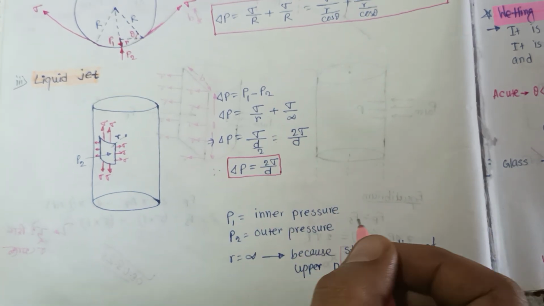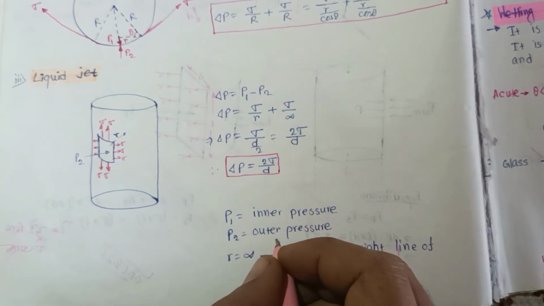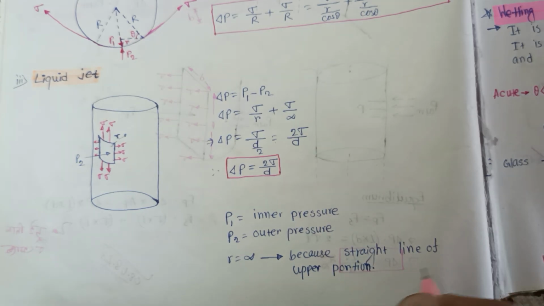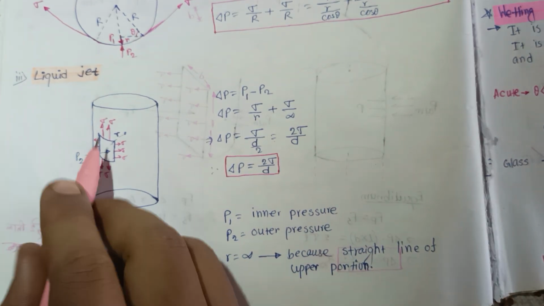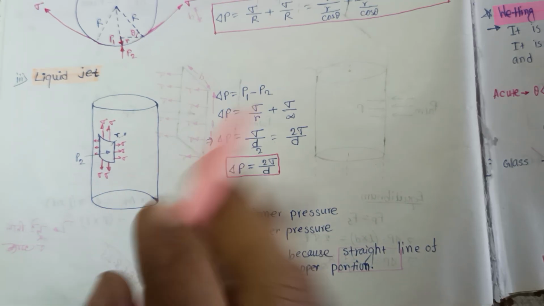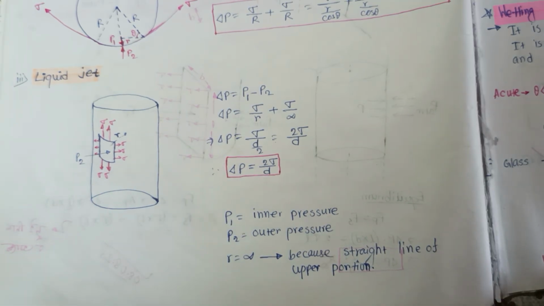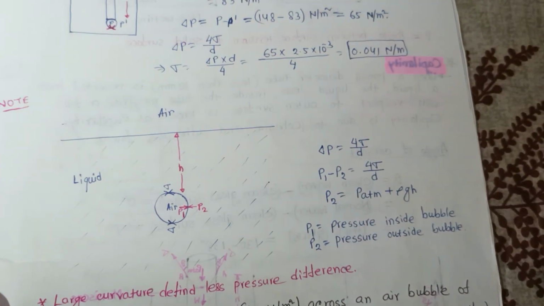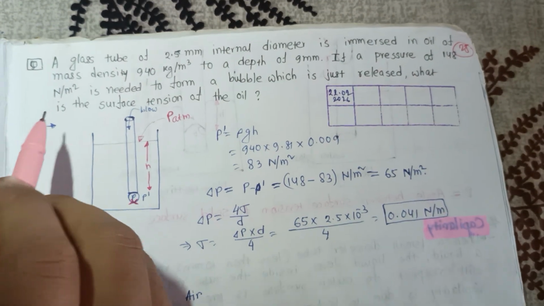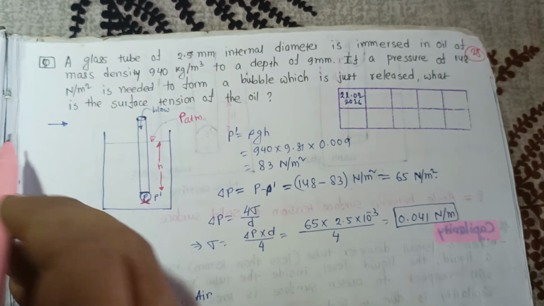So P1 is the inner pressure and P2 is the outer pressure. R is infinity because of the straight line of the upper portion. So that's why r is equal to infinity. Okay, now let's try to solve one question that is very, very important. Try to understand that question first.